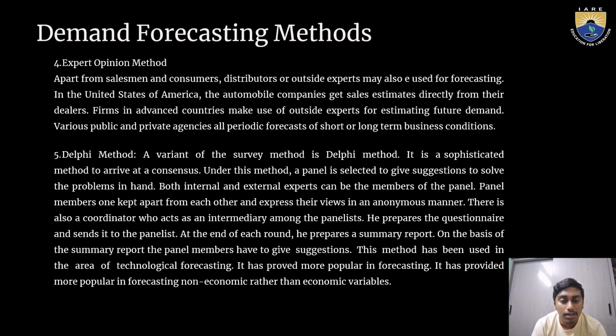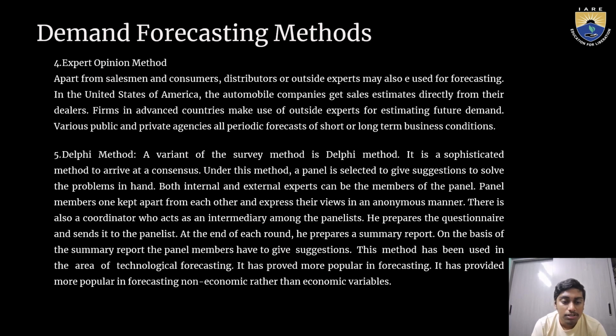Delphi method. A variant of the survey method, the Delphi method is a sophisticated method to arrive at a consensus. Under this method, a panel is selected to give suggestions to solve the problems at hand. Both internal and external experts can be the members of the panel. Panel members are kept apart from each other and express their views in an anonymous manner. There is also a coordinator who acts as an intermediary among the panelists.